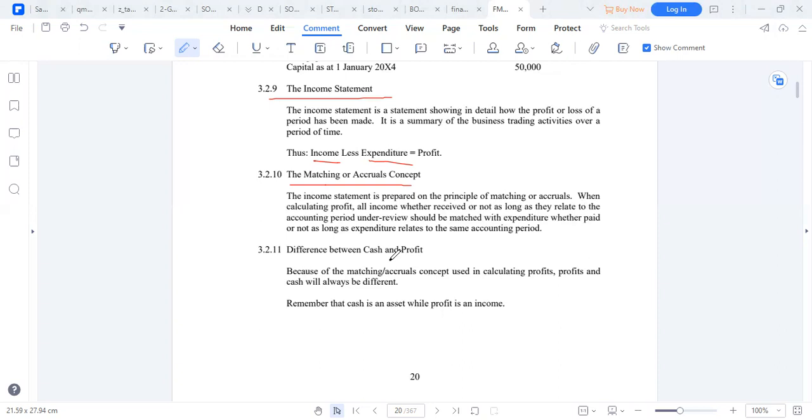The income statement is a combination of two books. One we call the profit and loss account. The other one we call the trading account. The purpose of a trading account basically is to produce what we call the gross profit. And the purpose of the profit and loss account is to produce what is called the net profit.